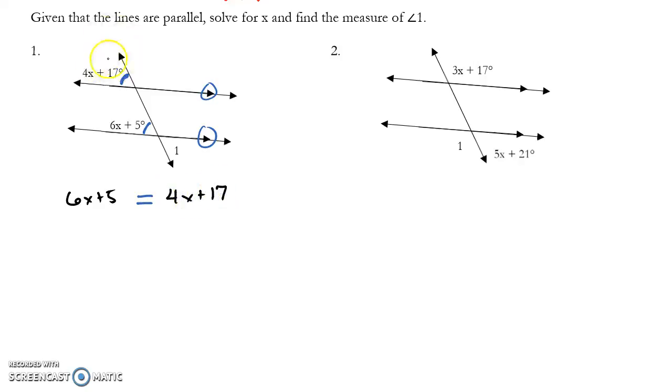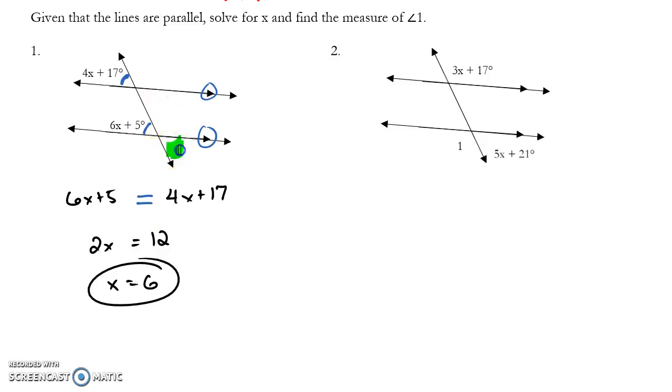The other opportunity here is if I do dot, check mark: that's a dot, this is a dot, that's a check, dot, dot, check, check. These are both dots. That means they're equal. Same sign, they're equal. Solve for x. Subtract 4x from both sides. Subtract 5 from both sides. Divide both sides by 2. x equals 6. But now I need to find the measure of angle 1.